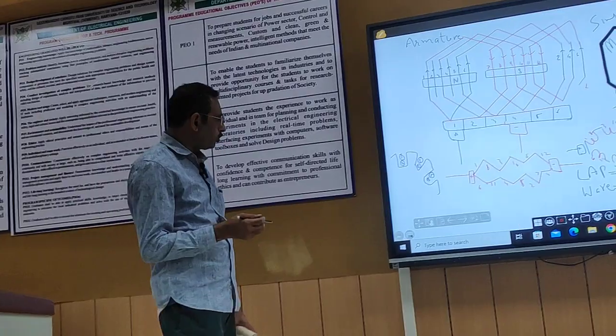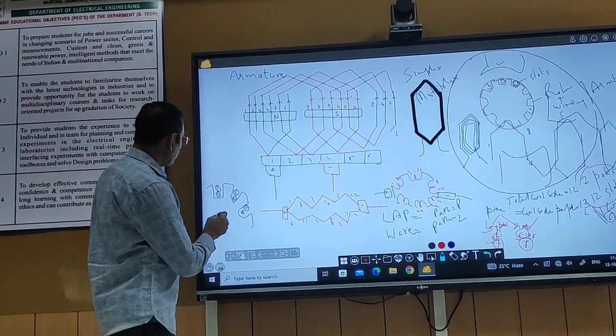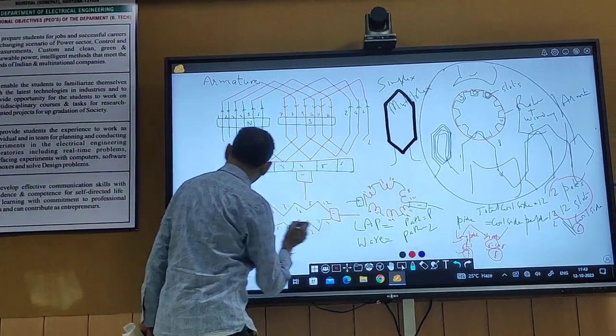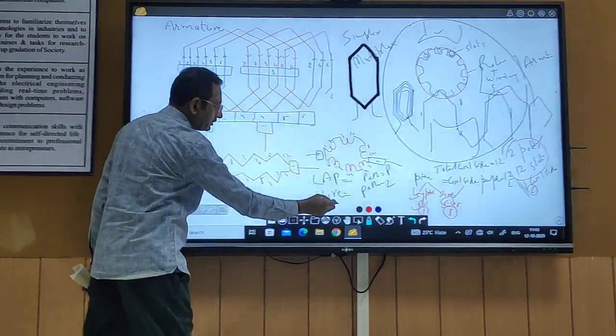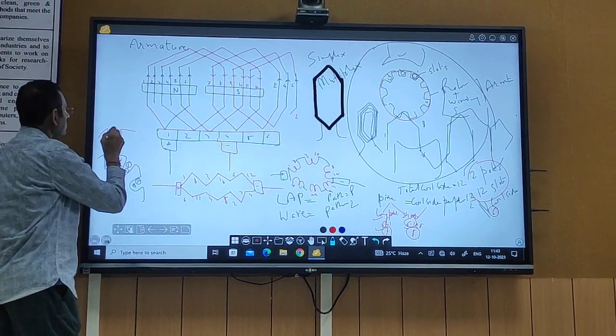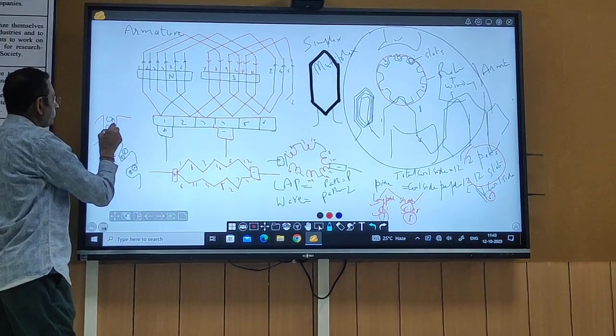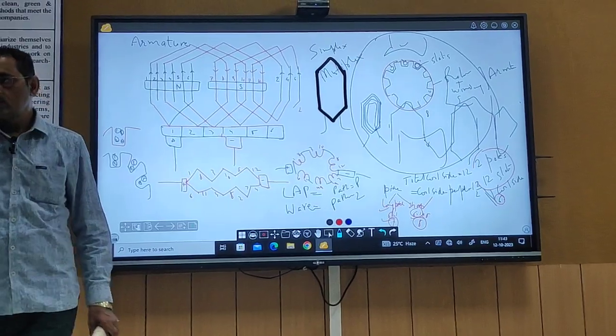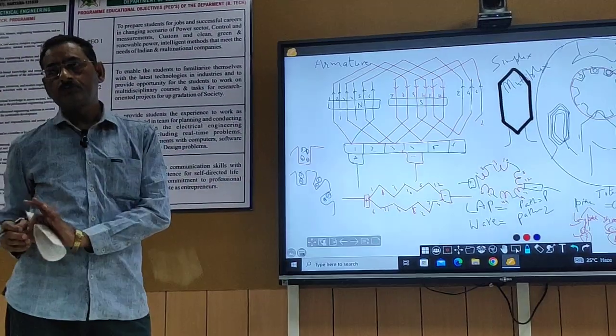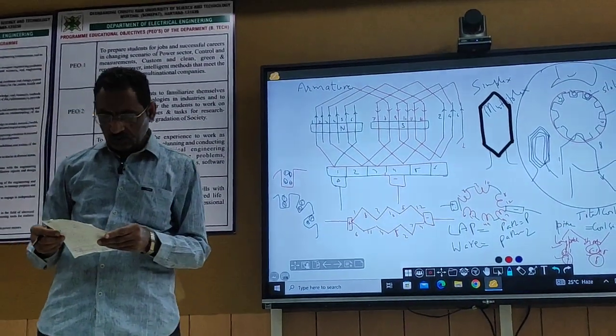It may have 4. Each slot may contain 1, 2, 3, 4, 1, 2, 3, 4 like this. Then we can do numbering and binding, everything will be the same. In this way we do the bindings.